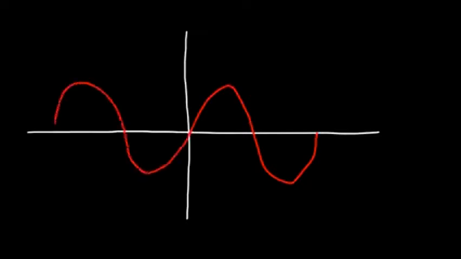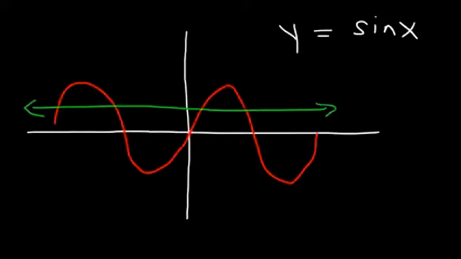Inverse functions. So let's begin our discussion with the graph of sine x. This function, is it a one-to-one function? And how would you know if it is or not? To determine if a function is one-to-one, you need to see if it passes the horizontal line test. And the sine function does not pass the horizontal line test.